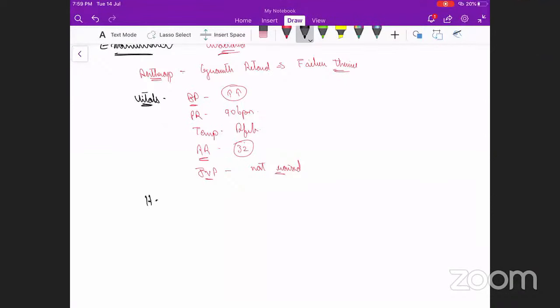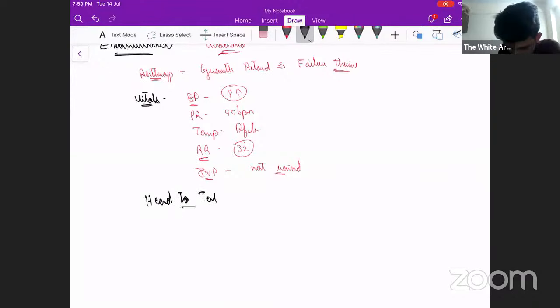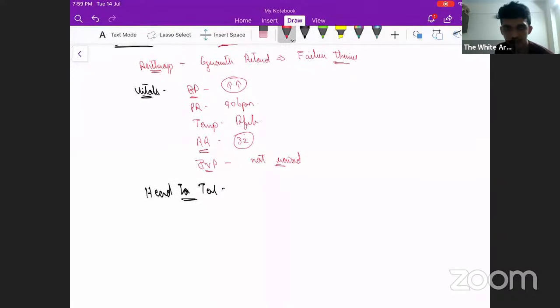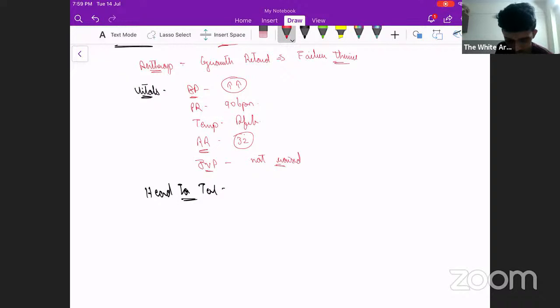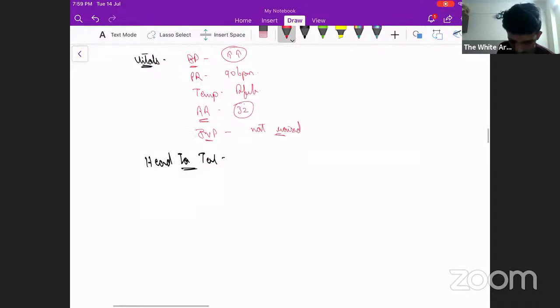Next, we'll go for systemic, head to toe examination. Pallor was not present, icterus not present, cyanosis no, clubbing no, lymphadenopathy no. Edema: we have already seen that pedal edema was present. Puffiness of the face was present. Nothing else was there in this case. Next, you will go to systemic examination. Which system would you like to examine first?